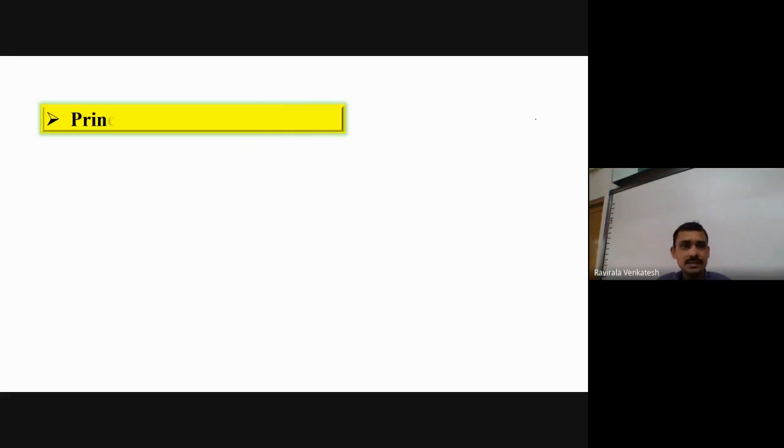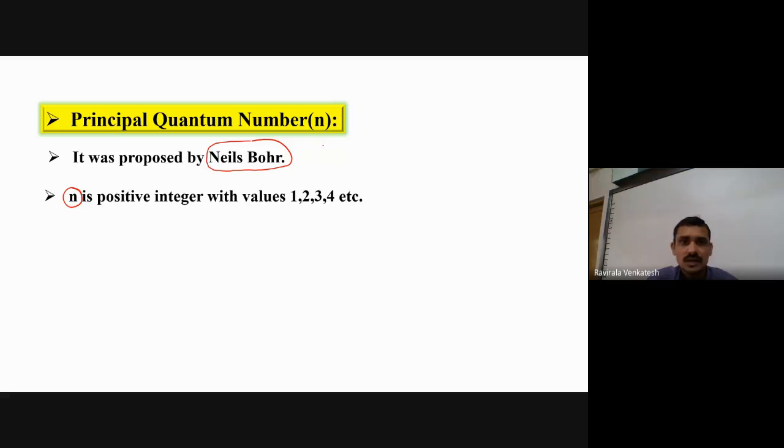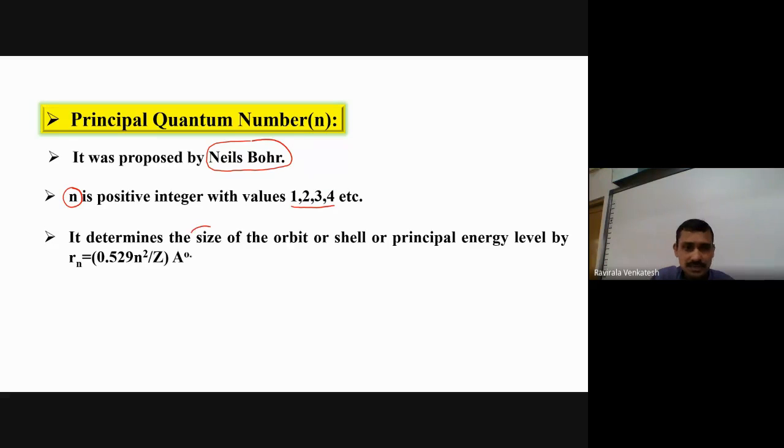Next, we will see some slides about the principal quantum number now. Who proposed this one? Niels Bohr proposed the principal quantum number. He said it is an orbit present around the nucleus on which the electron revolves. That is called the principal quantum number. Small n is the symbol. The values we can give are 1, 2, 3, 4, 5, 6, etc. Next, it determines the size of the orbit.